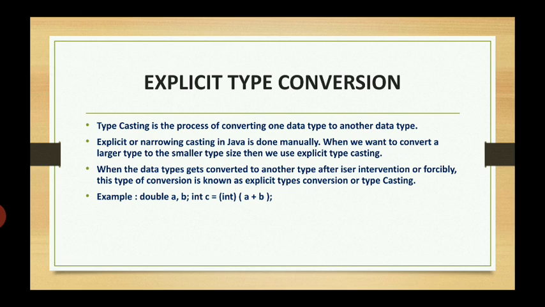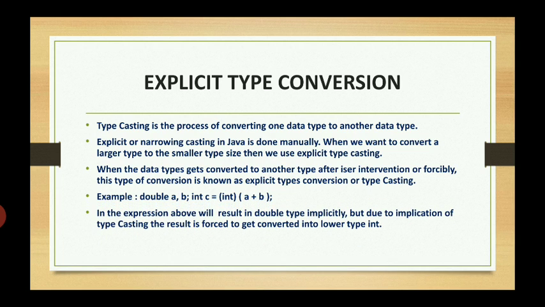I have created a variable which is of integer type where the answer will be stored, and equal to, after equal to, see how I am forcefully converting it. I am writing inside the bracket int. That means I am converting a plus b, which is of double type, into integer type. So this is done manually. So this type of conversion is known as explicit type or typecasting.